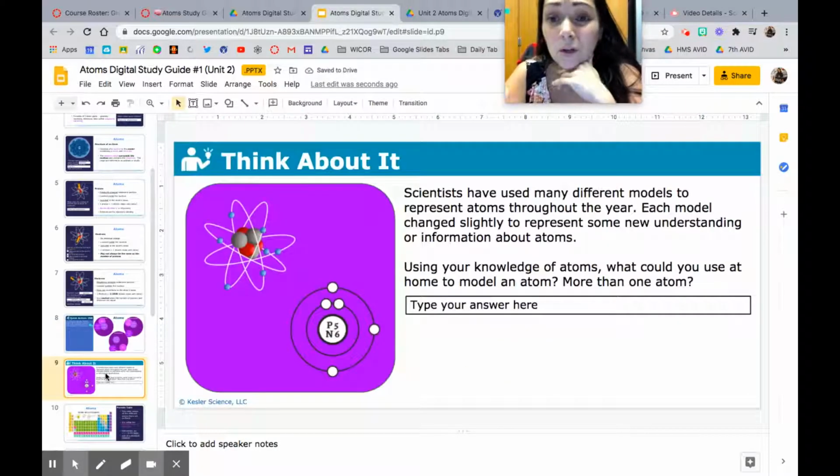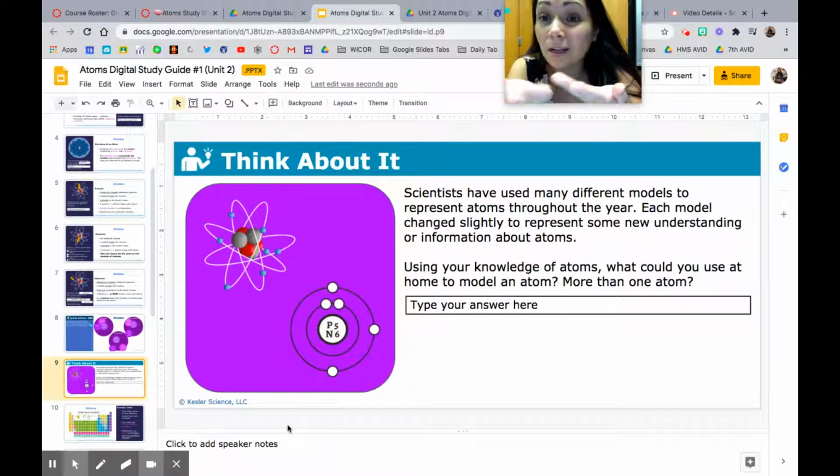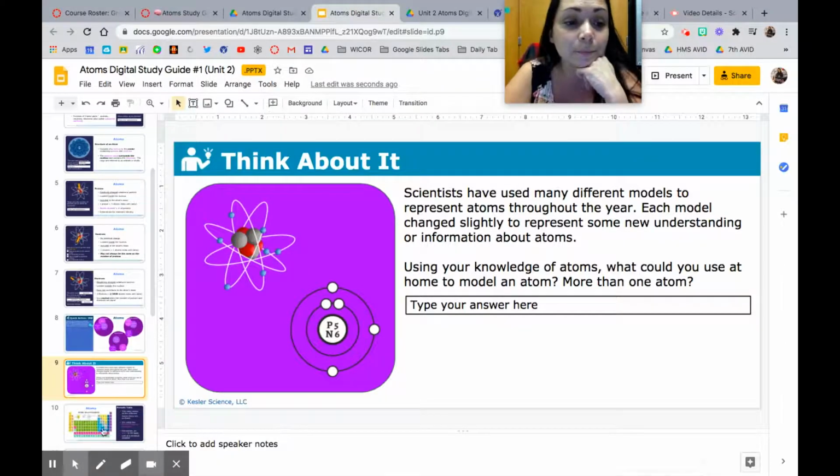Okay, next one. I just want to know what are some things you can use to make models of atoms at home. So you can use M&Ms, different color M&Ms for protons and neutrons, and then use something smaller, like sprinkles or little chocolate chips for the electrons. You could do Skittles, you could do pom-poms, different colors. You could do pennies, heads up for protons, tails for neutrons, and then use dimes for electrons. The big thing, y'all, is that protons and neutrons should be the same size and electrons should be smaller.